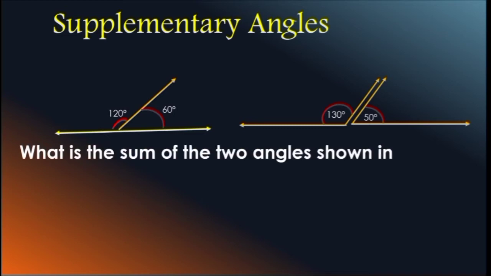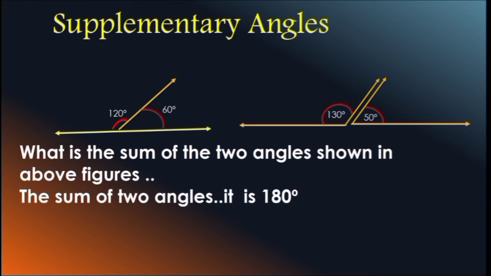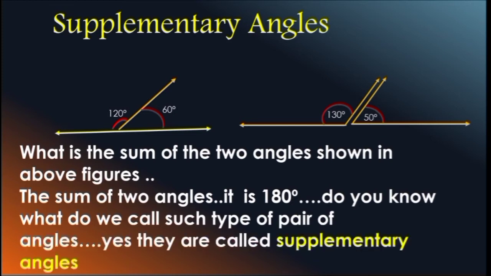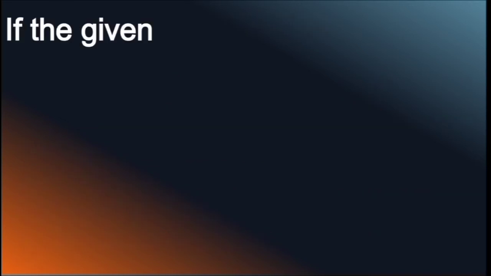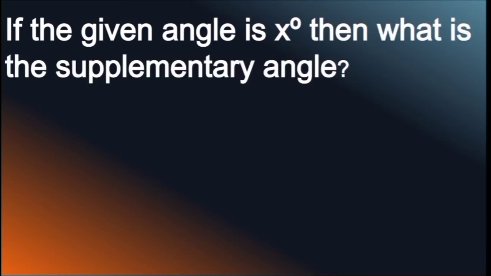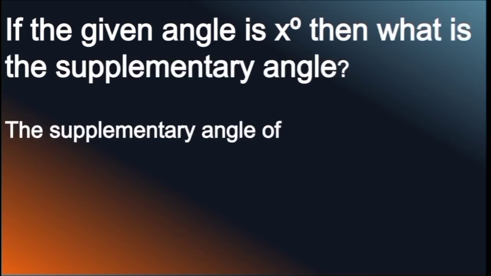So what is the sum of two angles shown in above figures? The sum of two angles is 180 degree. Do you know what do we call such type of angles? Yes, they are called supplementary angles. When the sum of two angles is 180 degrees, they are called supplementary angles. If the given angle is x degree, then what is the supplementary angle? The supplementary angle of x degree is 180 degree minus x degree.